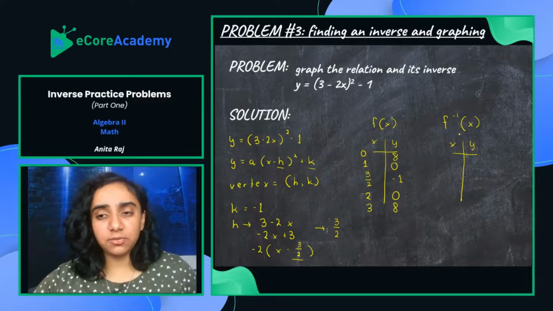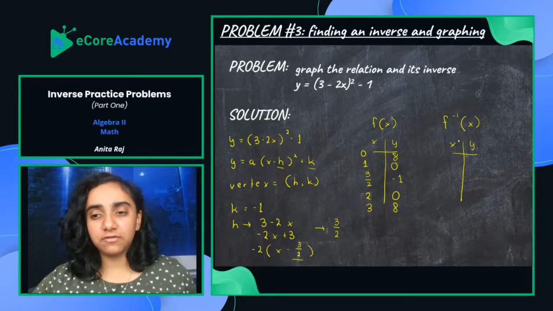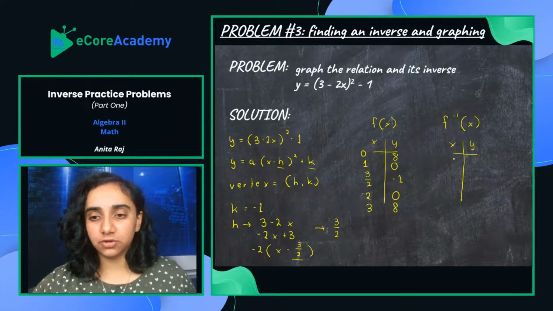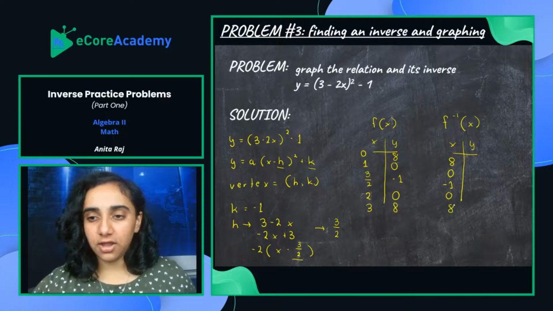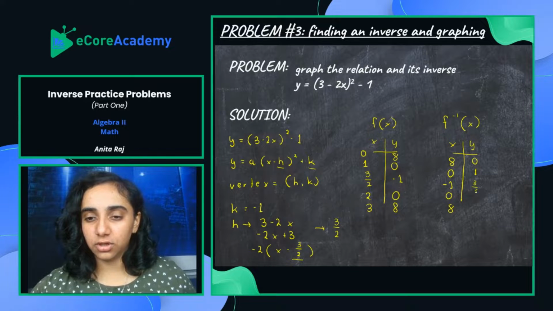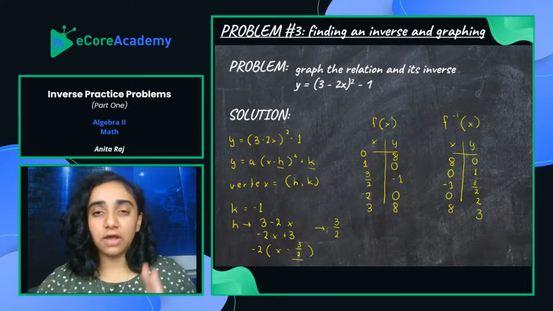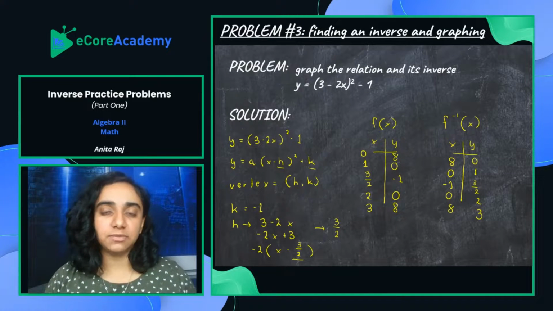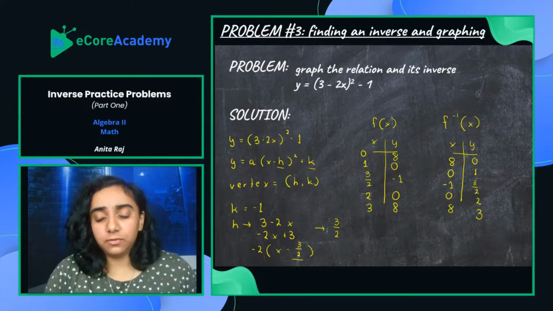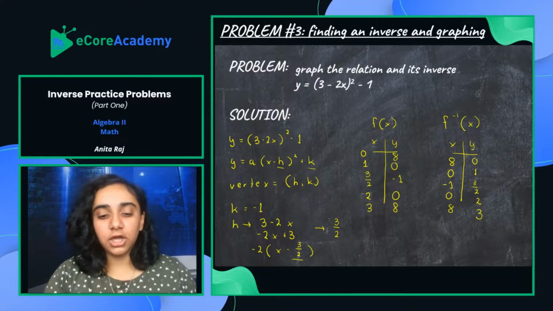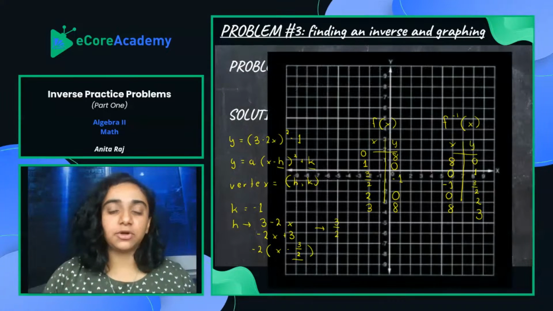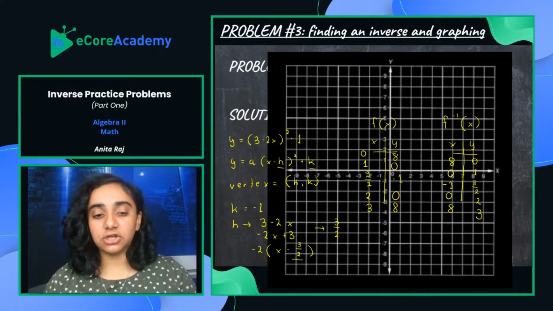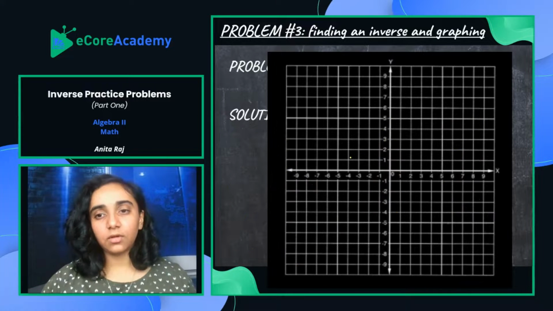And then to find the points of f inverse, all we have to do is flip the x and y coordinates. So the x coordinates are going to be 8, 0, -1, 0, and 8. And the y coordinates are going to be 0, 1, 3 over 2, 2, and 3. So f of x is going to be our regular parabola, and then f inverse is going to be our hyperbola, because the opposite of a quadratic is going to be a square root function. So now I'm going to pull up a graph, and then I'm going to erase what we just did so that we can actually graph this.